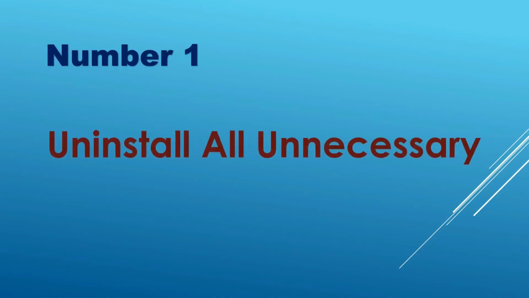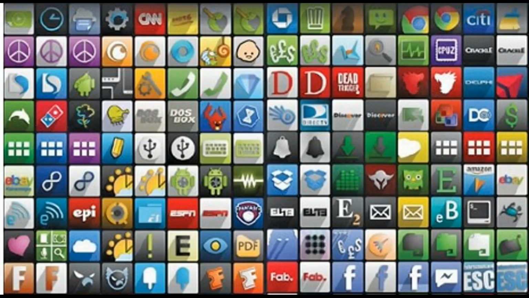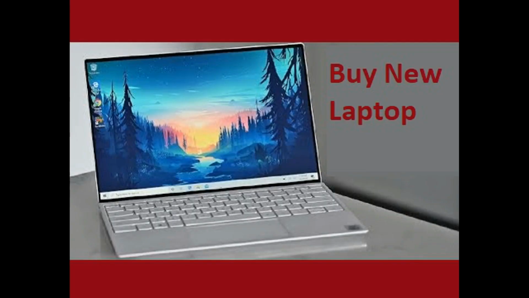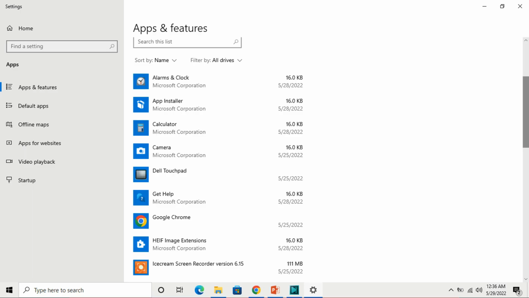Number 1. Uninstall all unnecessary software. Because when we install new Windows, some apps get installed automatically. Some of them we never use. Sometimes when we buy a computer from a store, either online or in person, it usually comes with third-party software already installed. And as you use your computer over the years, chances are that you'll install one or two programs that you don't end up needing in the long run.